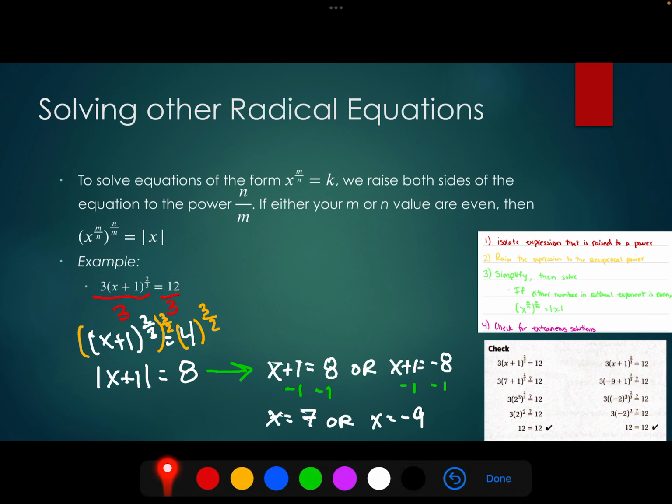So if we take a look here, if we plug 7 back into our original equation, we end up with 12 is equal to 12. That checks out. And if we plug a negative 9 in there, then we also end up with 12 is equal to 12. So both equations hold true for both values of x. So both of these values of x are going to be our solution to this equation right here.